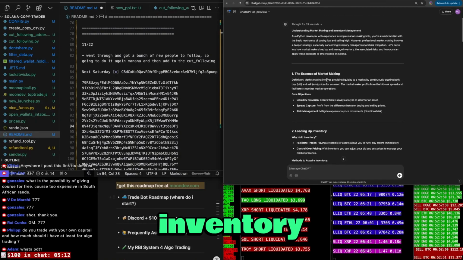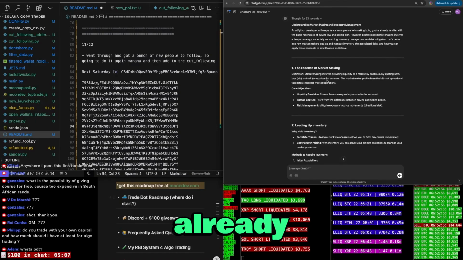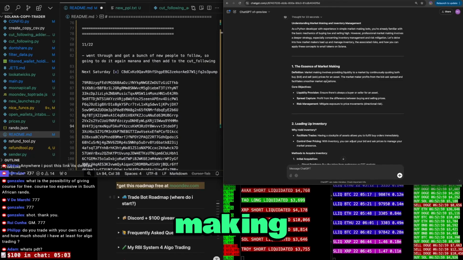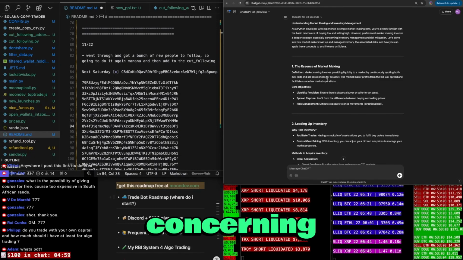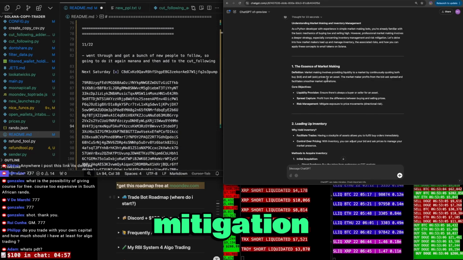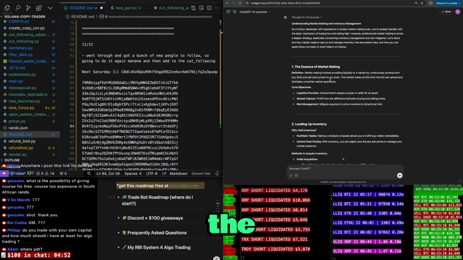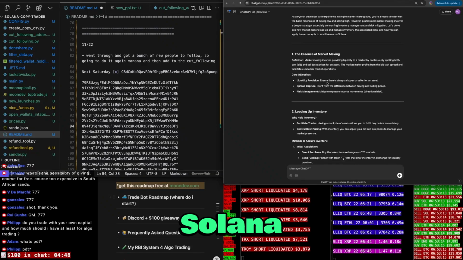Understanding market making and inventory management. As a Python developer with experience in simple market making bots, you're already familiar with the basic mechanics of buying low and selling high. However, professional market making involves a deeper strategy, especially concerning inventory management and risk mitigation. Let's delve into how market makers load up and manage inventory, the associated risks, and how you can apply these concepts to small tokens on Solana.